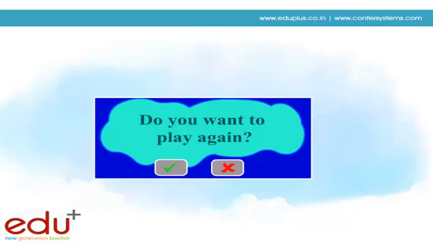After finishing the game, one message box is displayed. Do you want to play again? Friends, if you want to play again, then click the correct button. Otherwise, if you do not want to play again, then click the exit button. Right now, we will exit the game.